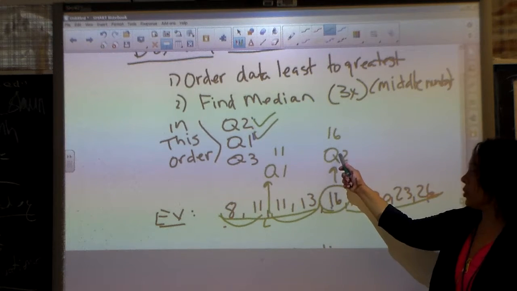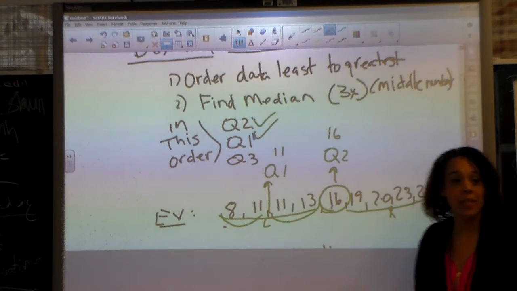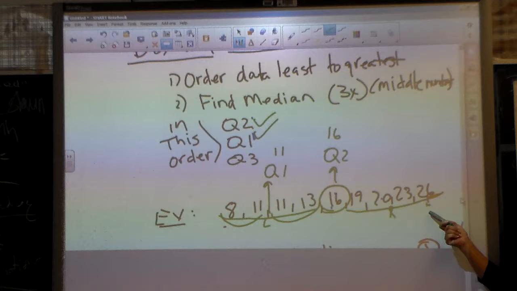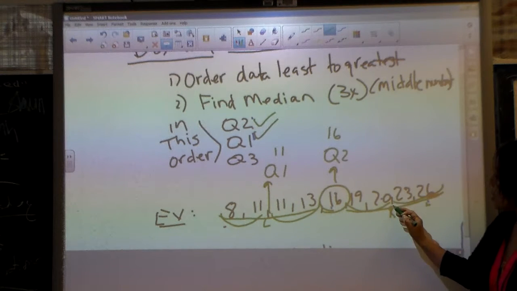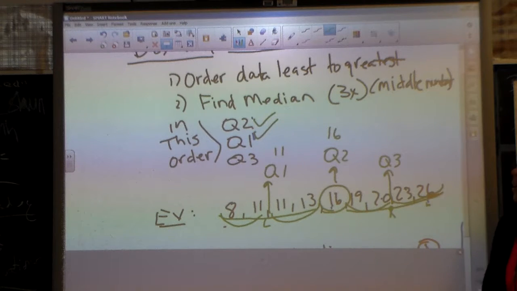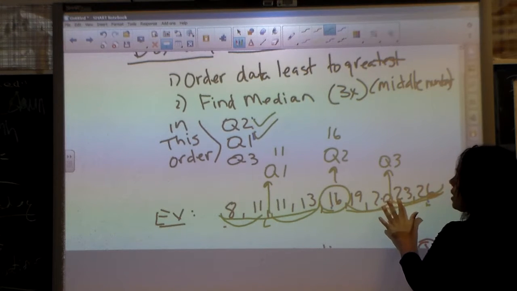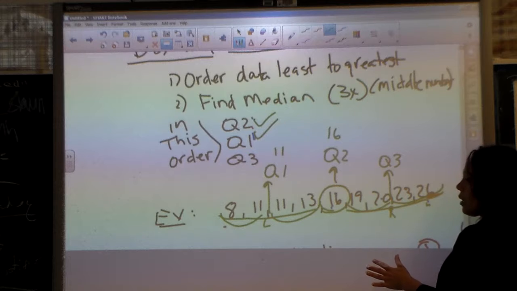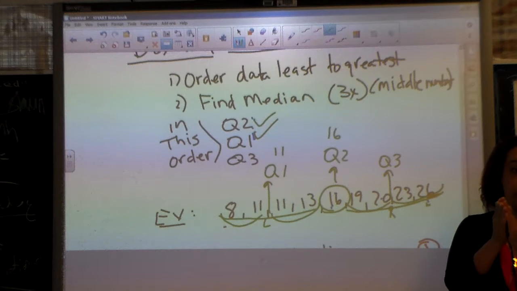So I found Q2 and Q1, and you would do the same thing for Q3 on this side. So there's 4 here, so I come over 2, and right here is exactly Q3. The only issue that I run into here is I have to find the middle of 20 and 23. So I have to find what is the exact center of 20 and 23.